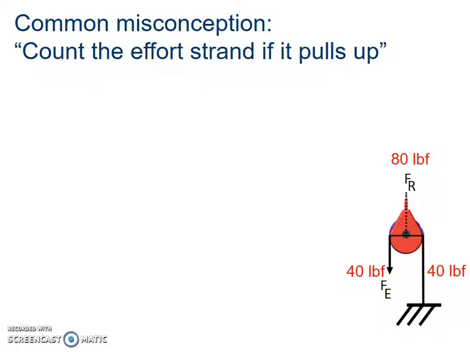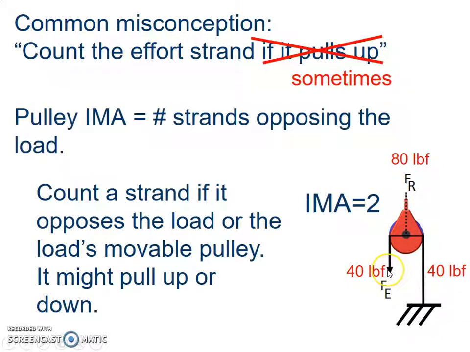Another misconception is that the effort strands are the ones pulling up. Not necessarily true. In this case, we are pulling something down with 800 forces, and you have these two. Again, you look at the opposing direction, opposing the travel. So this is pulling something downward. So you have 1 and 2 strings pulling downward. So the mechanical advantage is 2.